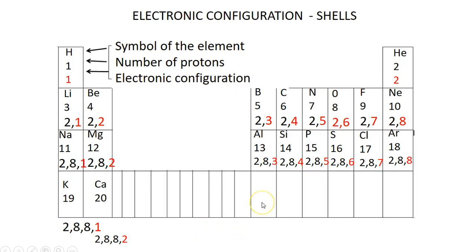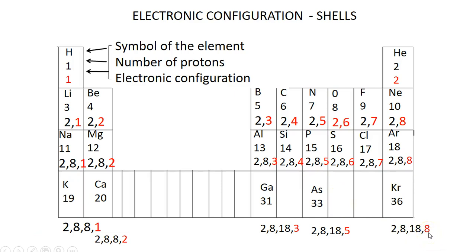So now we're allowed to start filling the fourth shell back up again. So we've got 2 in it so far. So with this one, 2, 8, 18, and 3 now on this one. 2, 8, 18, and 4, 2, 8, 18, and 5, 2, 8, 18, and 6, 7, and 8.